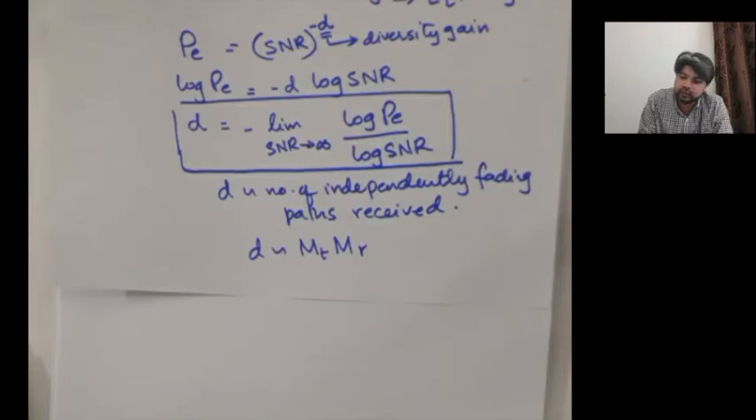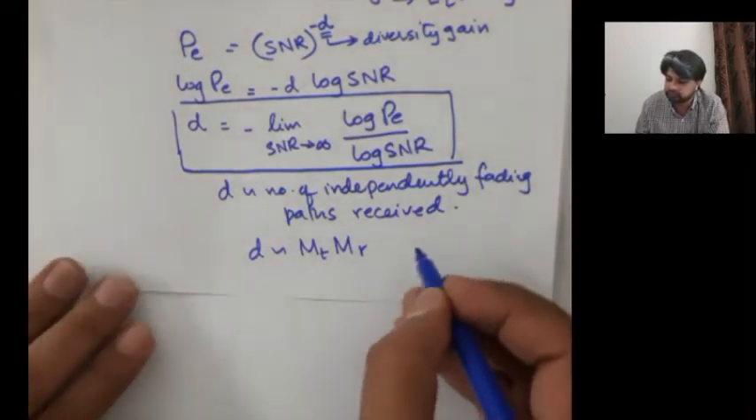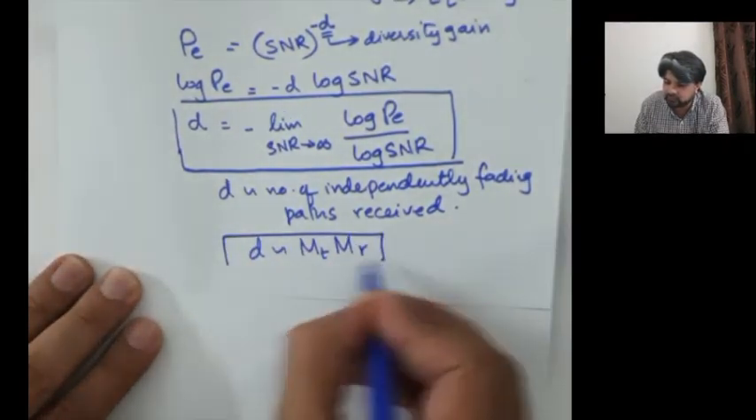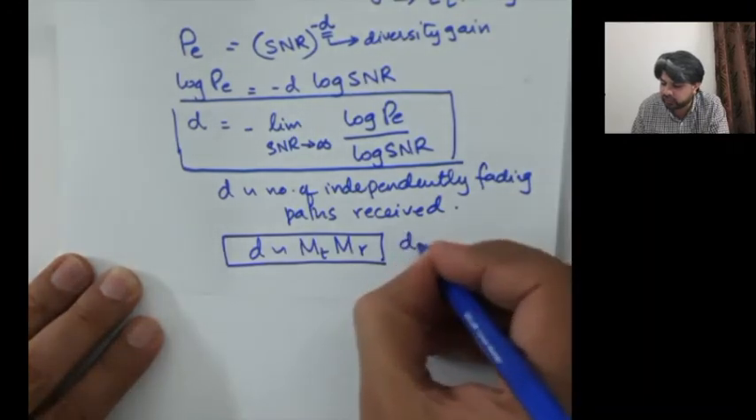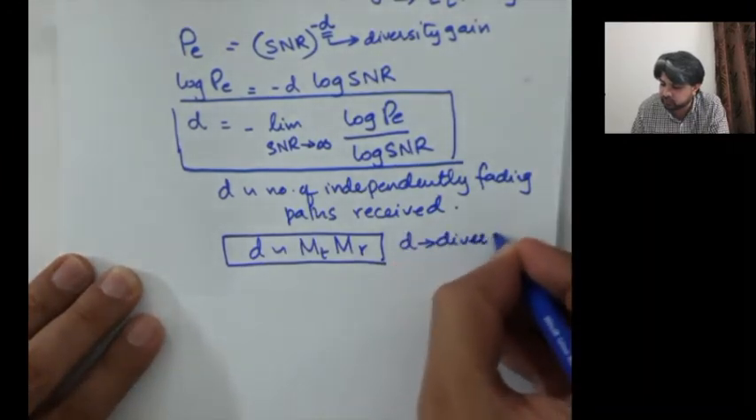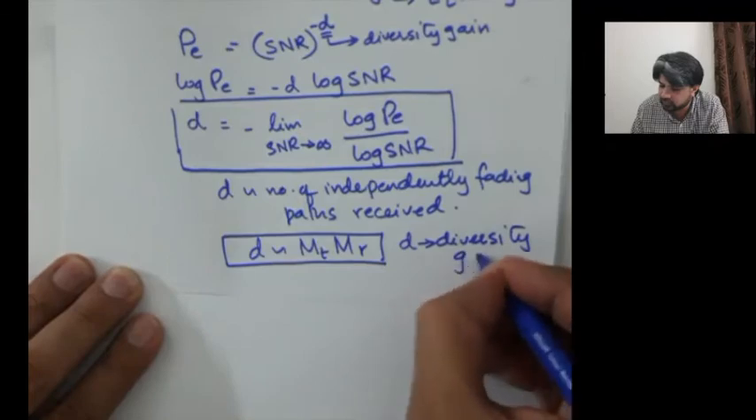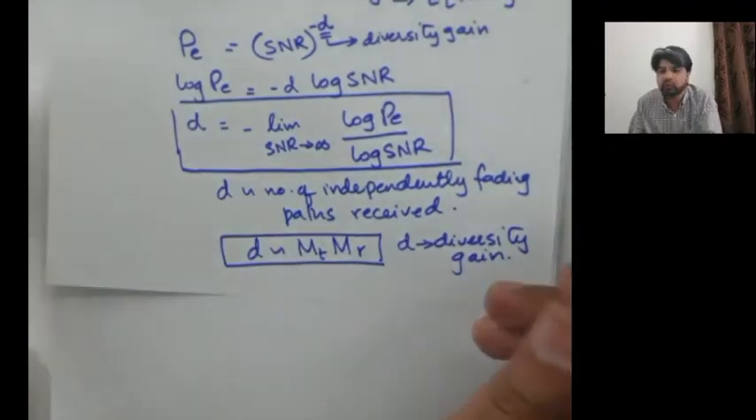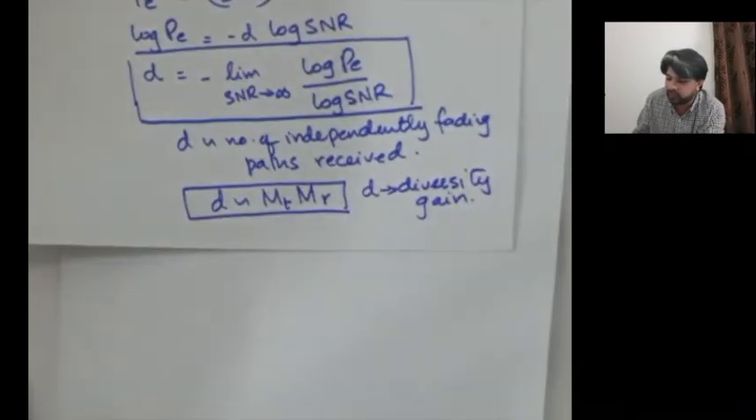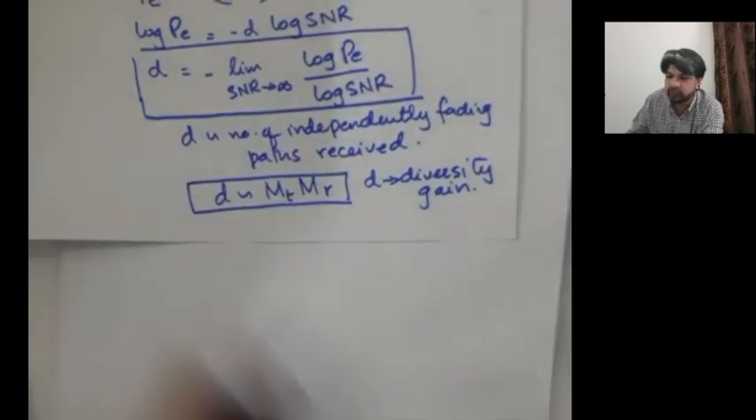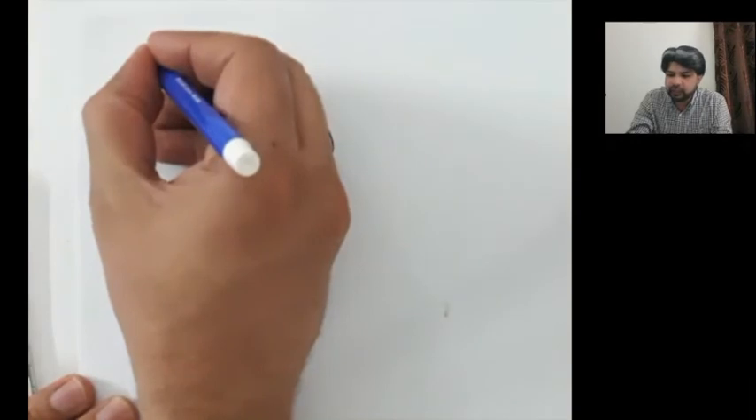So that is your diversity gain, and the maximum diversity gain which you can have is MT times MR. So this is your maximum diversity gain. Right? So D would be for the diversity gain. Similarly, we talked about the multiplexing gain. Now, what is the maximum multiplexing gain you can have? So let's define that. Let's call it R. So let R be the multiplexing gain.